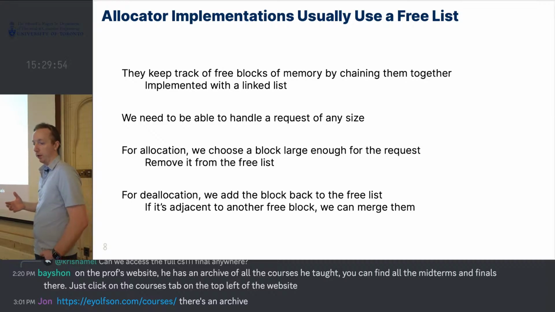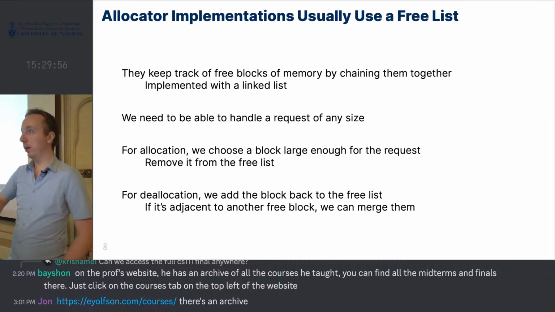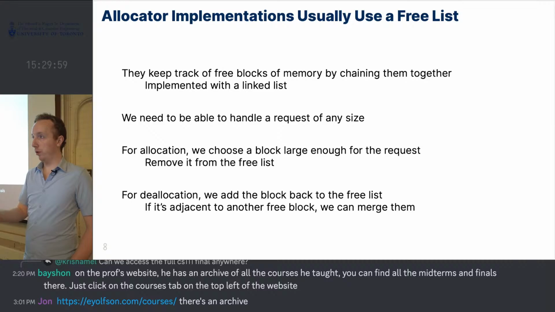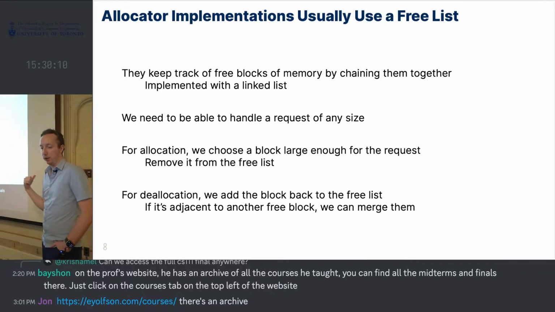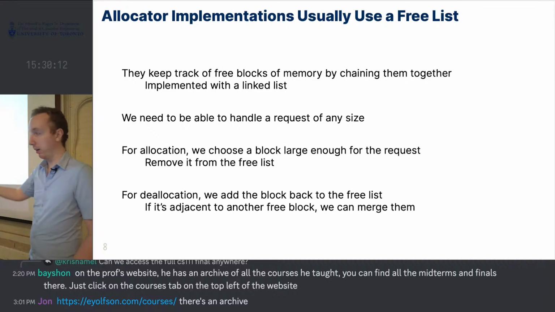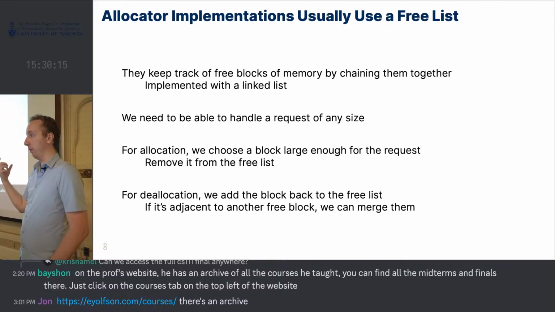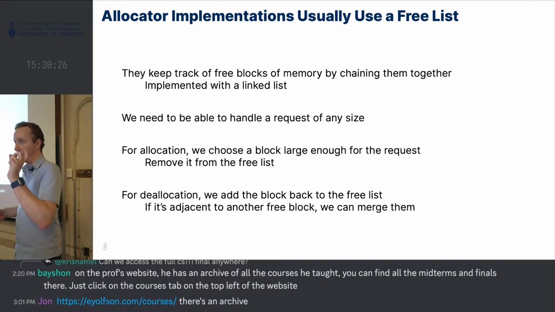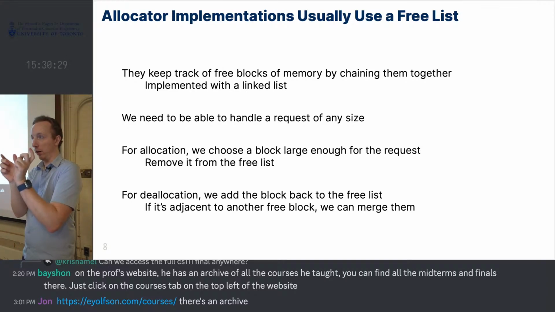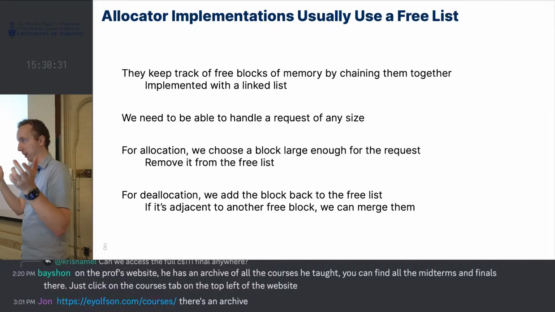So you need to be able to handle a request of any size. For allocation, the general thing you would do is choose a block big enough for the request and remove it from the free list. Maybe you split a block into two parts and put the free part back on the free list. And then for deallocation, you just add the block back to the free list. If you have two free blocks that are contiguous with each other, right next to each other in memory, you just create a bigger free block out of them. So if a block of 40 bytes is free next to another block of 40 bytes that is free, you just call that 80 bytes free.